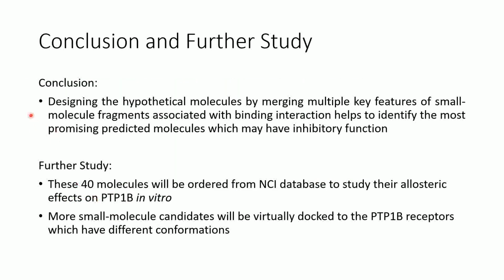In conclusion, designing the hypothetical molecules by merging multiple key features of the small molecule fragments associated with binding interaction helped to identify the most promising predicted molecules which may have inhibitory function. To test if this is the case, these 40 molecules will be ordered from the NCI database to study their allosteric effects on PTP1B in vitro.